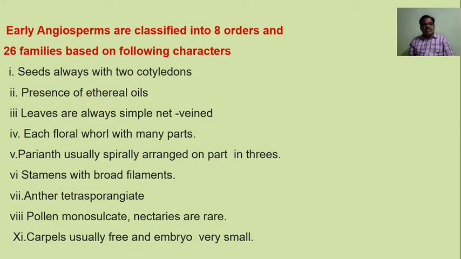Which type of characters is there? When we take the example of the Ranales, that is the order Ranales, having apocarpous gynoecium, the stamens, that is anthers, that is androecium and gynoecium, that is anthers, stamens and carpels are comparatively more. They are indefinite in number.